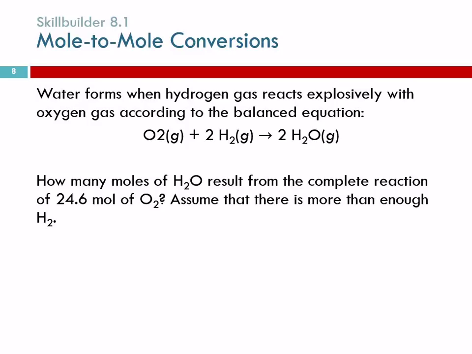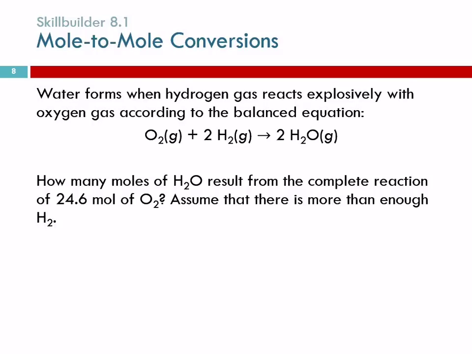So water forms when hydrogen gas reacts explosively with oxygen gas. Here's the balanced chemical equation. So we have oxygen reacting with 2 hydrogens to make 2 waters, okay? This is why we had to learn how to balance chemical equations, because if you have one that's not balanced, we need to balance it before we can do problems like this. Here's the question. How many moles of water result from the complete reaction of 24.6 moles of oxygen? Assume that there's more than enough hydrogen.